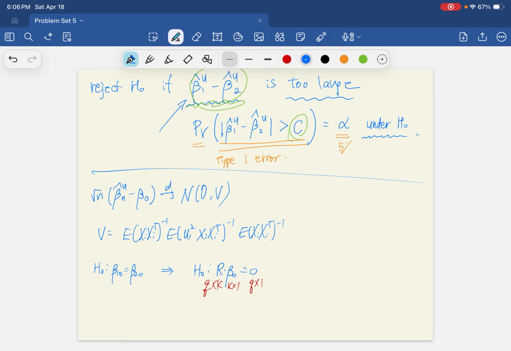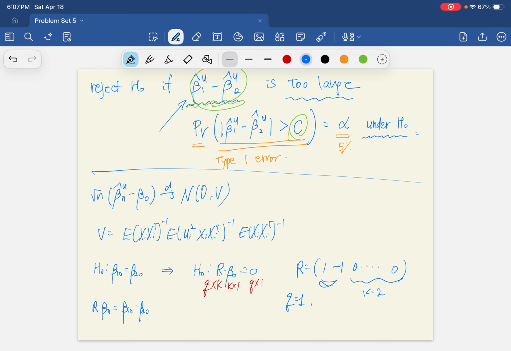I want R times beta 0 equals beta 1 0 minus beta 2 0, right? How can you do that? Your matrix must be 1 and minus 1 and then zeros. Of course, there are k minus 2 zeros. If you multiply this matrix by beta, the k-dimensional vector, you are going to get the difference between the first two coefficients. That is pretty straightforward.